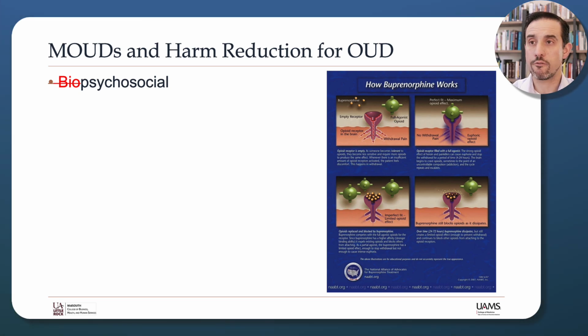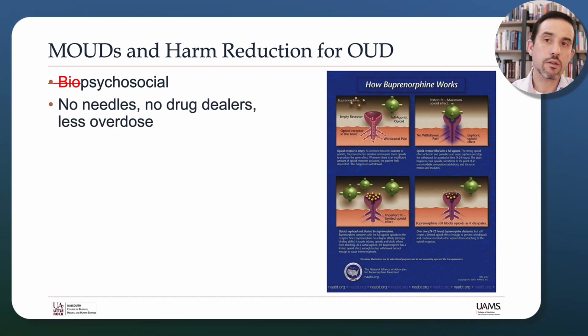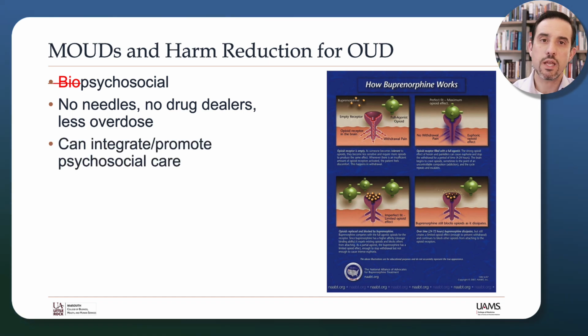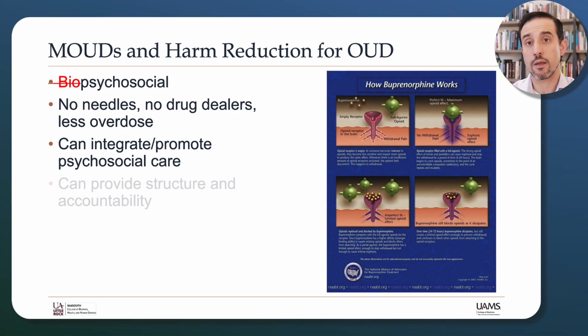They won't feel that effect. So there's those three different aspects to it. And there's also, if someone's getting these medications from a medical setting, there are no needles, there are no drug dealers, there's less overdose, and you can integrate and promote psychosocial care into those environments, which is so key. Because again, in modern day we are conceptualizing addiction as a biopsychosocial problem. So this allows you to not worry so much about those cravings, about the maybe compulsive use patterns, and just focus on the psychosocial side.